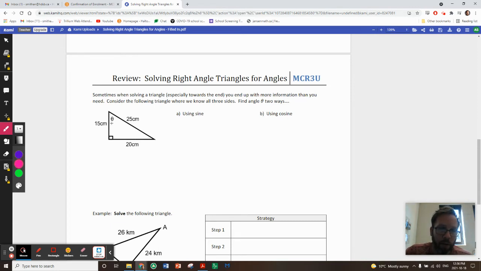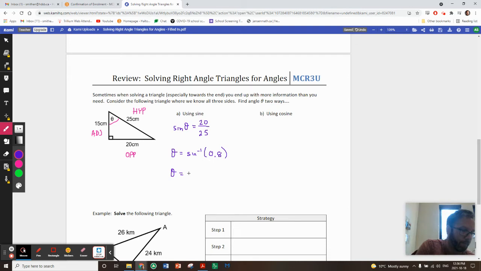So with respect to angle theta here, 15 is the adjacent side, 20 is the opposite, 25 is the hypotenuse. So if we were to use the sine ratio, we would say that sine of angle theta is equal to opposite, 20, over hypotenuse, 25. And then angle theta would equal the inverse sine of 20 over 25, which I can just do with mental math there. It's 0.8. And we'll get our value for our angle. About 53.1.